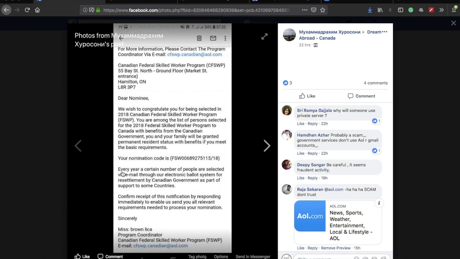Again, they have written over here that every year a certain number of people are selected via email through our electronic ballot system for resettlement by Canadian government as part of support to some countries. So this is never the case. I mean, this line is totally incorrect. There's nothing like that. There's no such program which selects the people through just email, through an electronic ballot system. So please don't fall for such fake lines.